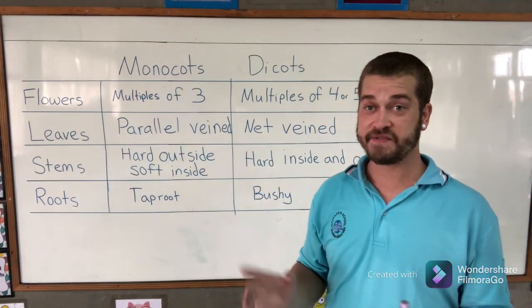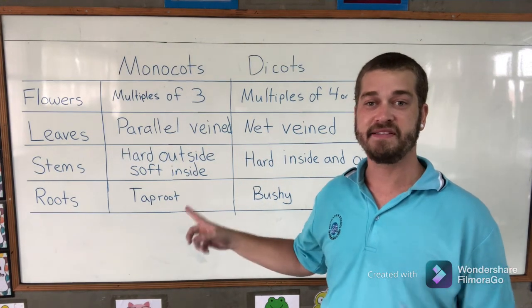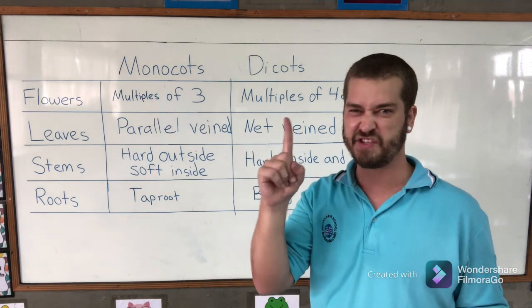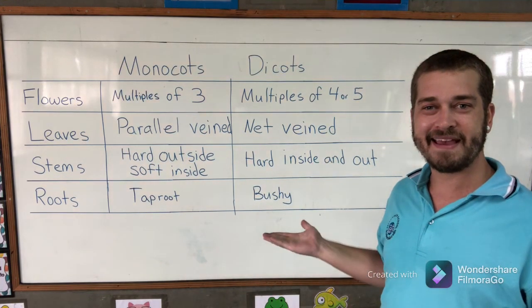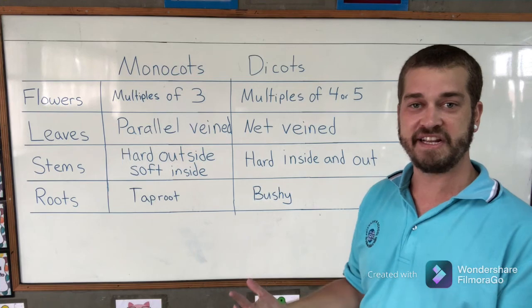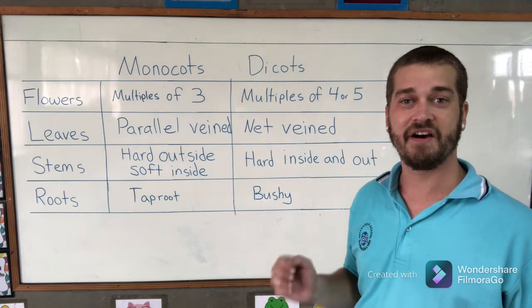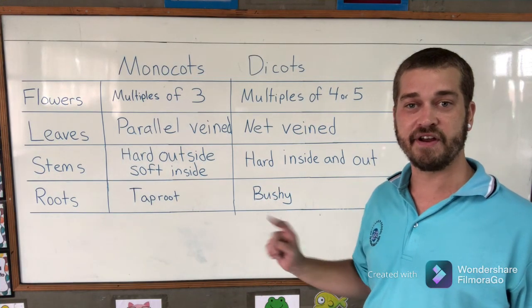Okay, so for your notes for monocots, the correct term is taproot. And taproot, again, is just one root with small roots coming off of it. For the dicots, to make it easy, I'm just going to write bushy, which means it's like a bush underground. So go ahead and write these in your notes.